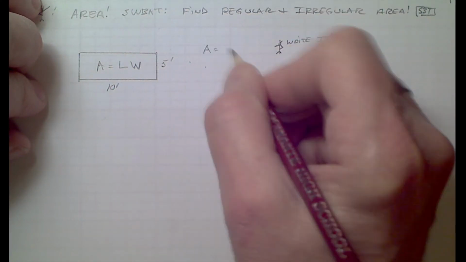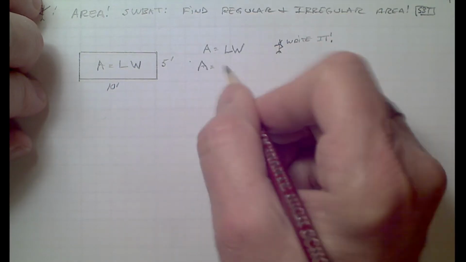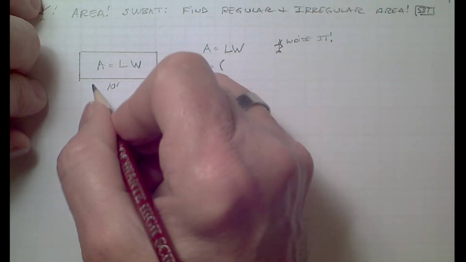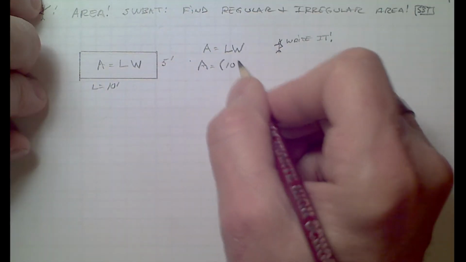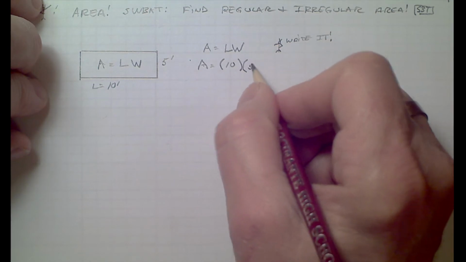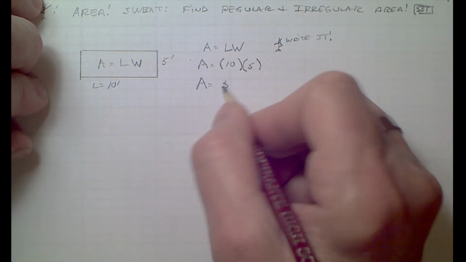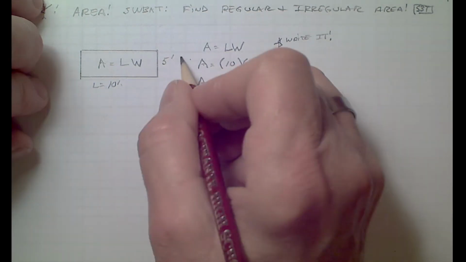Area equals how long it is times how wide it is. Area equals how long is it? Oh, there it is. 10 feet. How wide is it? Oh, 5 feet. 10 times 5 is 50. Units times units is units squared.